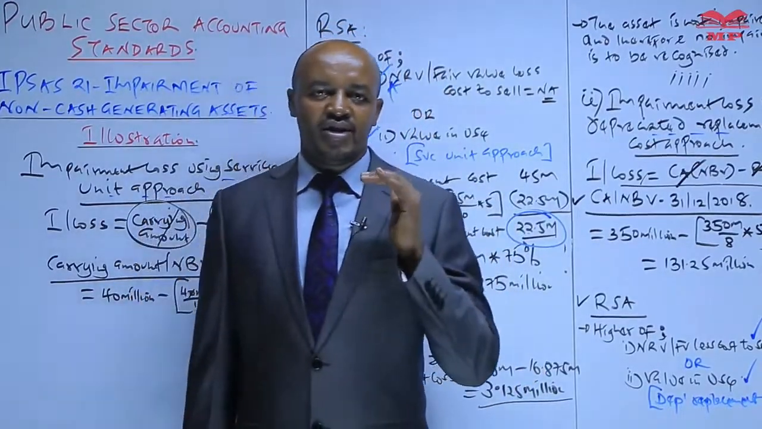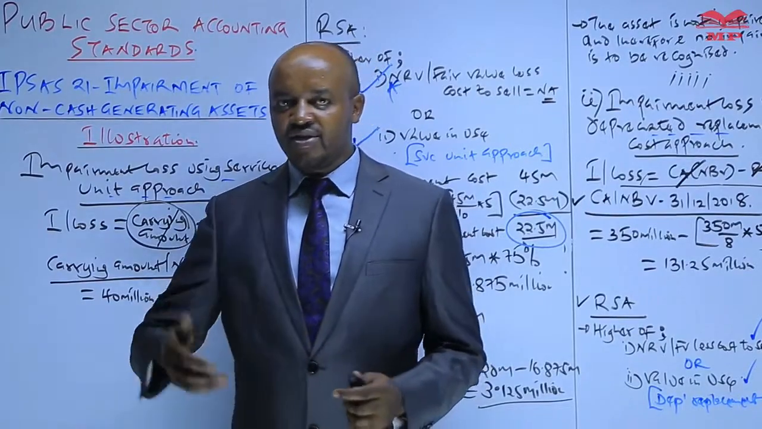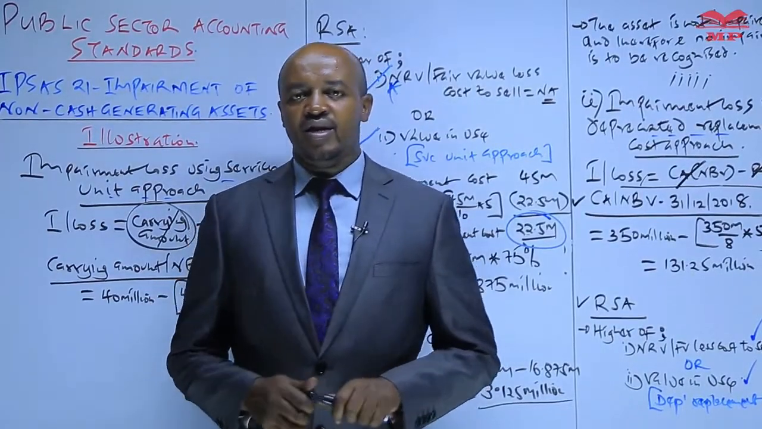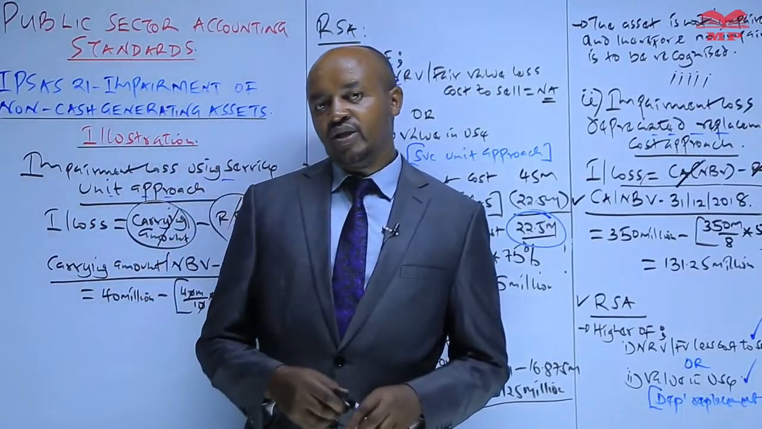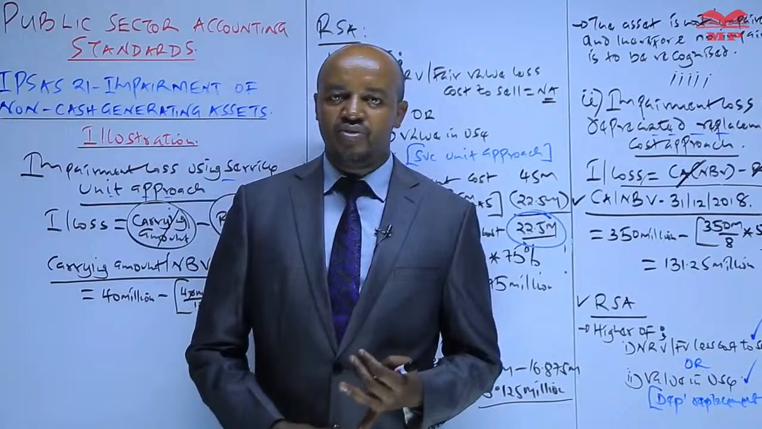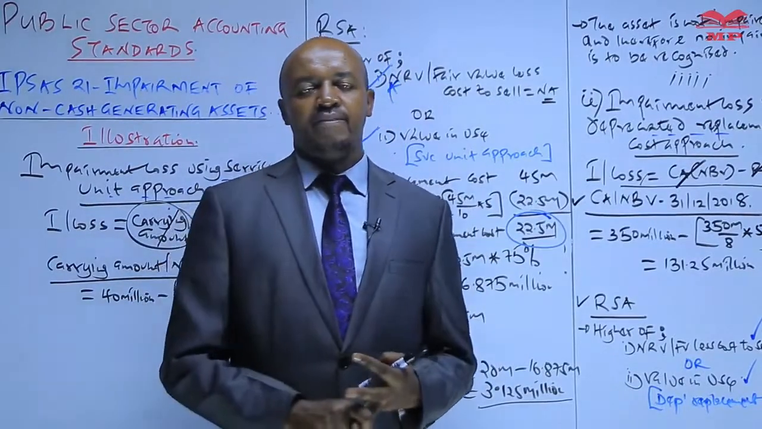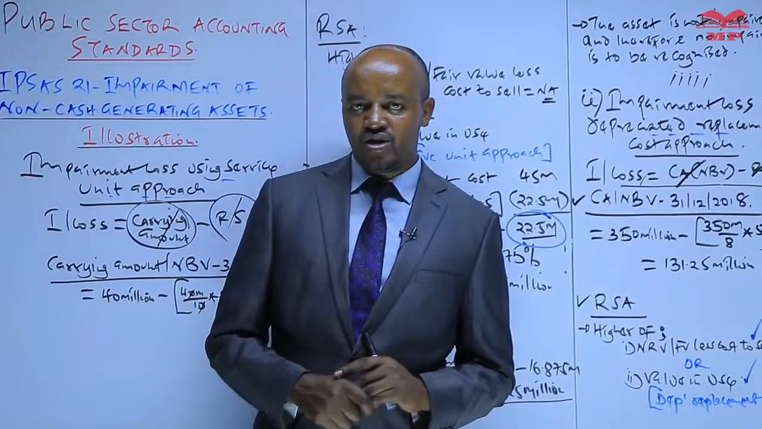So basically that is it, that was required in those particular three illustrations, whereby the examiner was requiring, as a candidate, you compute the impairment loss of non-cash generating asset in accordance with the IPSAS 2021. So therefore, we have looked at how to compute the impairment loss under the depreciated replacement cost approach, under the restoration cost approach, and also under the service unit approach.